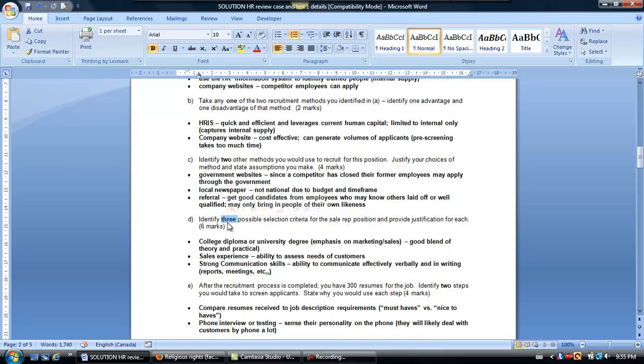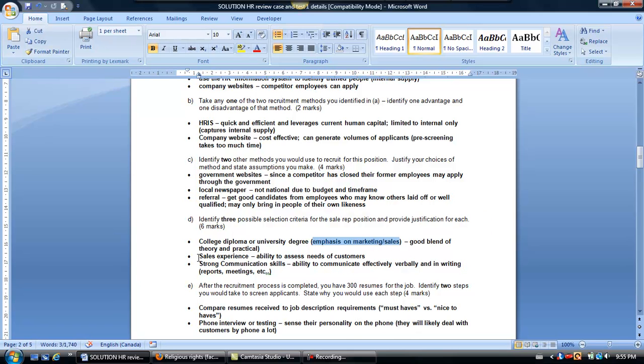Now, let's say, for example, you were trying to determine what selection criteria you might use for the sales reps, we've asked you to identify 3. Well, again, some selection criteria you have to determine in the education area. You might want them to have a college diploma or university degree, but you might want them to have experience mostly in sales and marketing in terms of their educational background, right? Because you want to get a good blend of not just the practical experience, but theoretical experience, which you would get from a community college or university degree where there's specialty in marketing and sales.